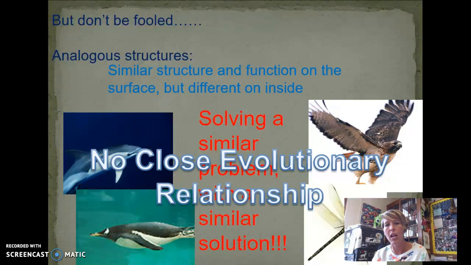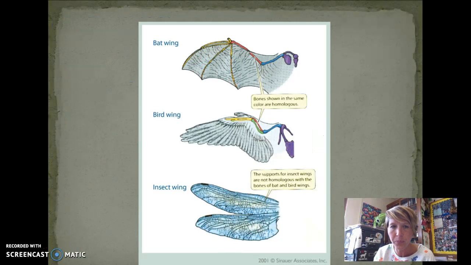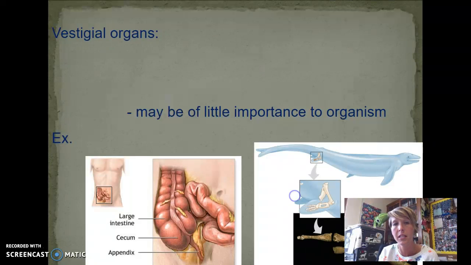So these do not show ancestry like homologous structures do. Just because organisms have very similar structures like wings doesn't mean they're closely related, is the point I want to get across. So again, just showing the differences between the wings of a bat, a bird, and an insect. Vestigial organs. Vestigial organs are really interesting structures.